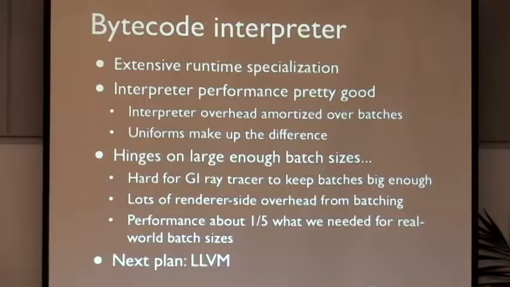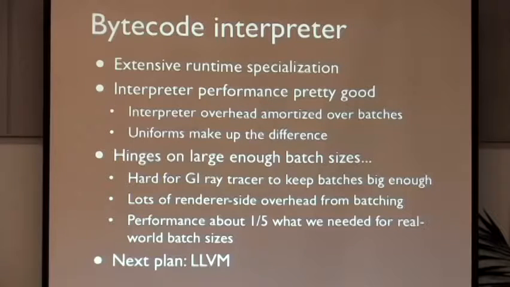But still, we got to the point where the interpreter performance was actually very good if we had large batches. And the reason is that the overhead of running the interpreter was amortized over the whole batch. And also, the difference between that and running code directly was largely made up for by how aggressively we took advantage of the uniform values. But it all depended on large batch size.